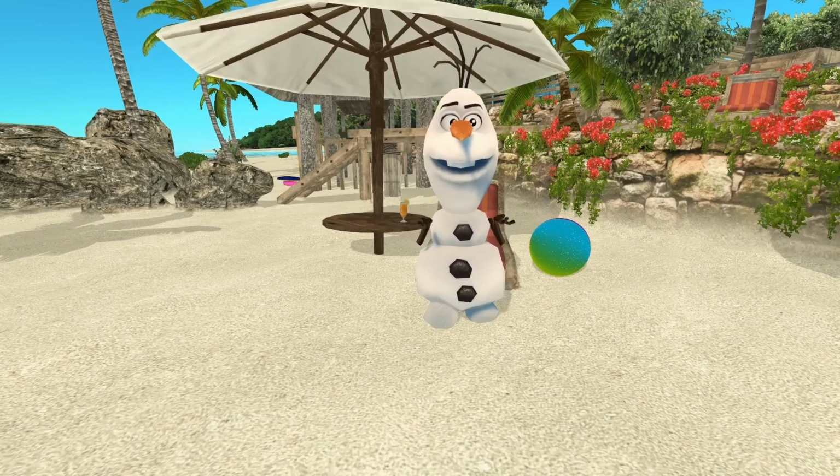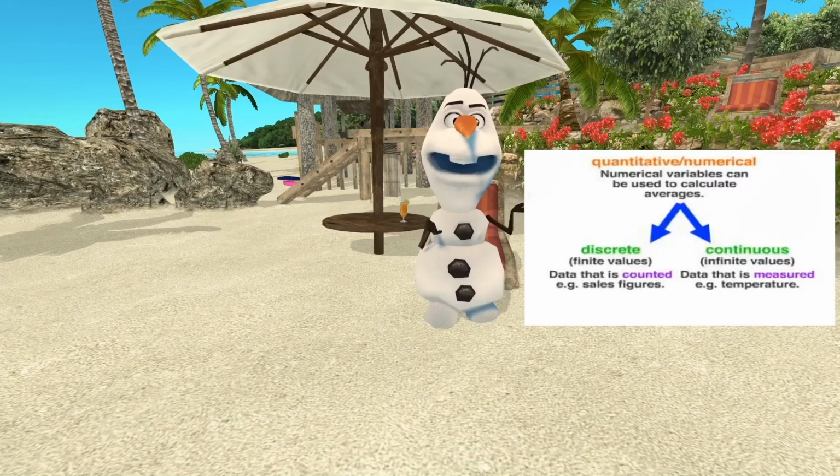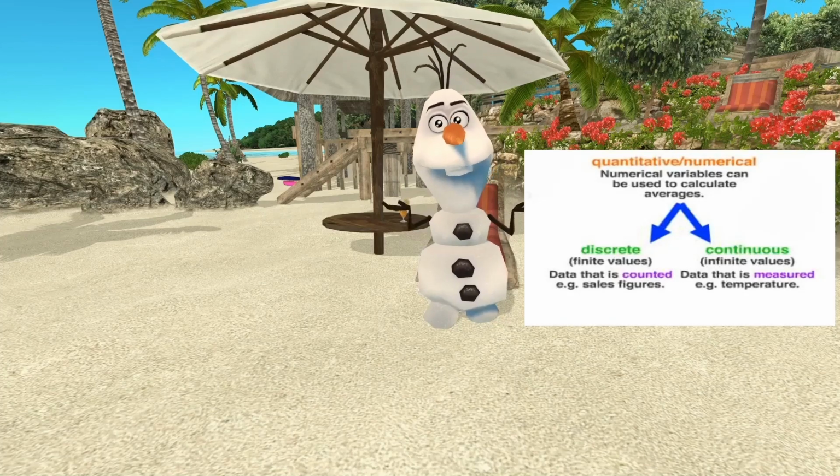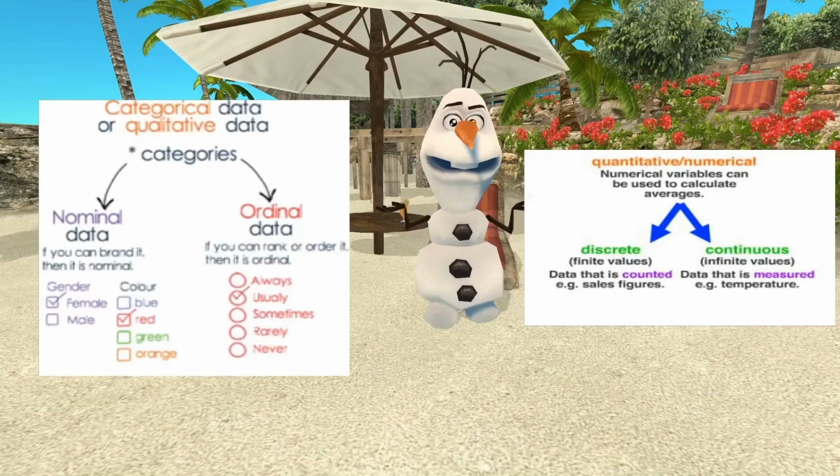Data comes in two different kinds. Numerical data, which is numbers, and categorical data, which is things.